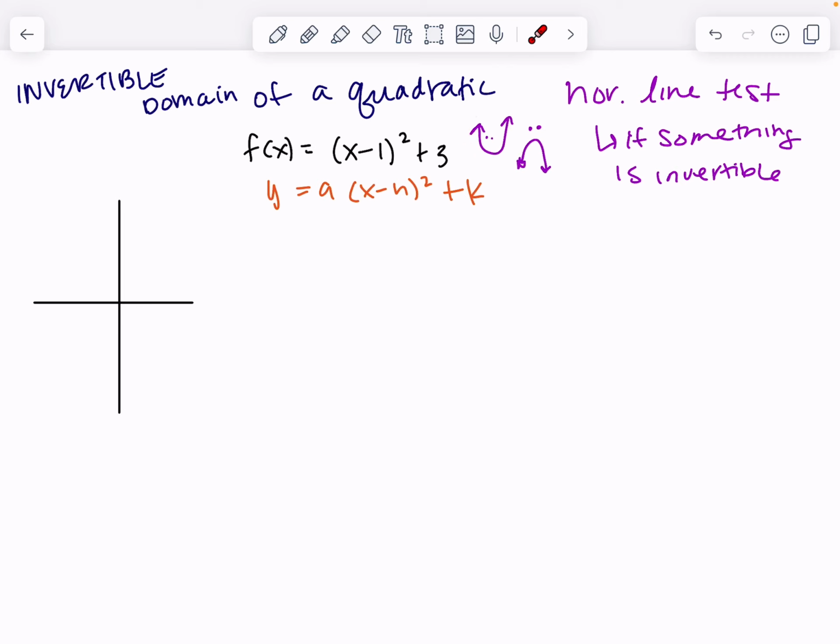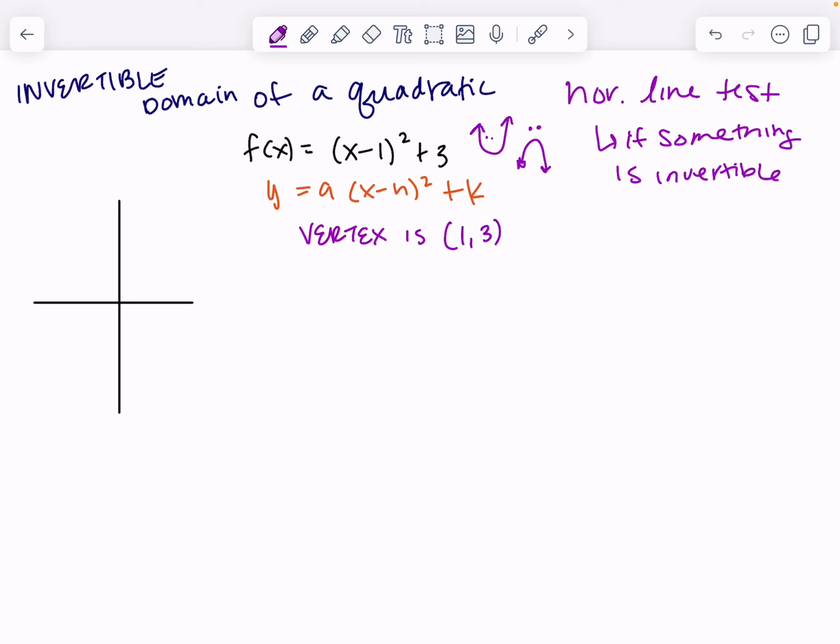And the next thing I need to know, especially as I'm trying to find this invertible domain, is where my quadratic is on my coordinate plane. And that is given by the vertex, which we can see here in this vertex form. We're going to take this value, and because it's a negative inside the parentheses, we're going to take the opposite of what we see here, opposite inside, and then normal outside. So the vertex is going to be 1, 3.